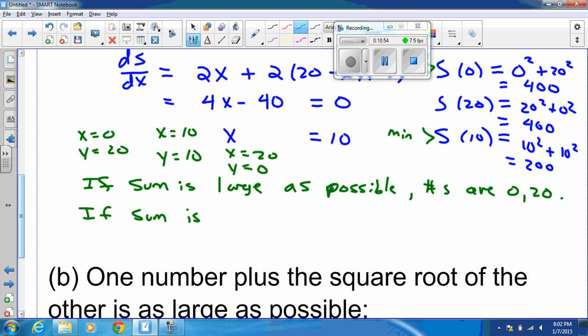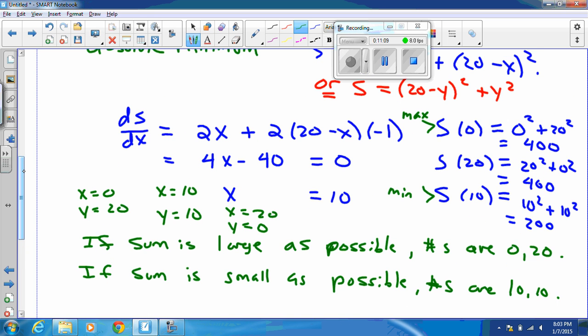If the sum is as small as possible, then my numbers are 10 and 10. I have answered the question. My justifying work consists of the critical point finding and the evaluation of the critical points and endpoints right here. And that's it.